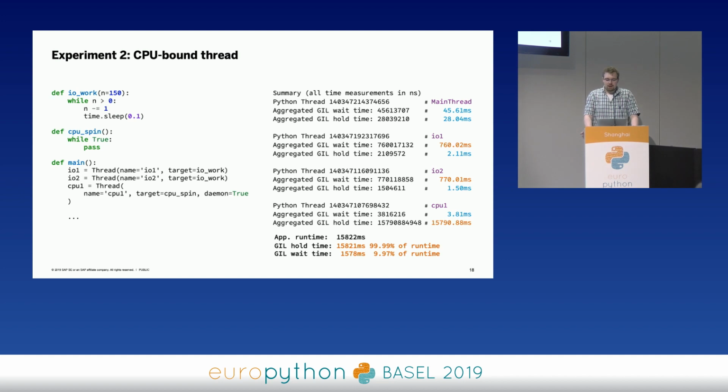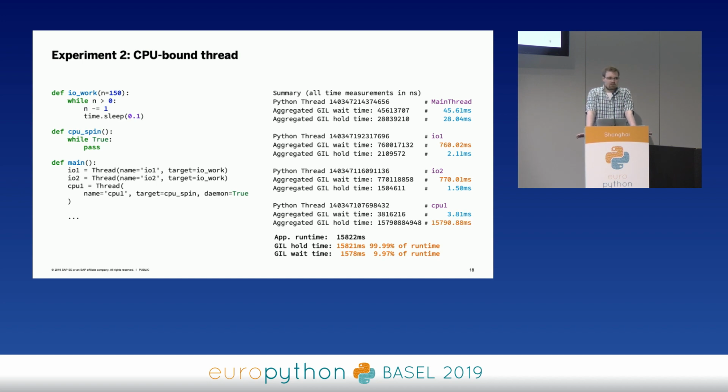We see that the main thread has the same behavior as before, same hold time, but increased wait time. Okay, that's already a problem probably. The most important problem is that our I/O threads now have a much higher wait time to actually get the GIL. So we are now waiting more than 700 milliseconds just for getting the GIL, and we are actually only waiting around 100 milliseconds in our application.